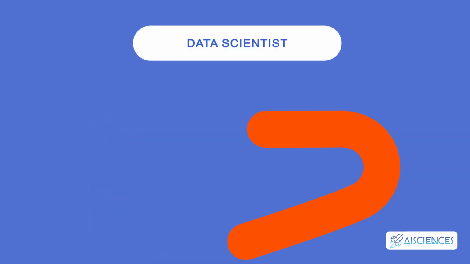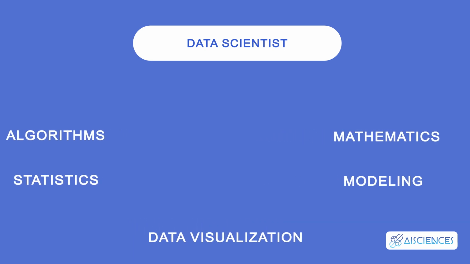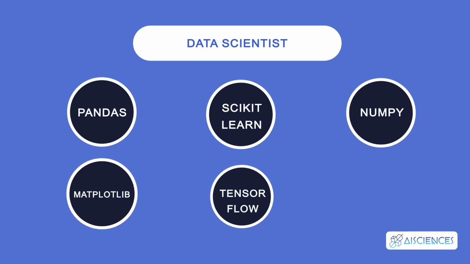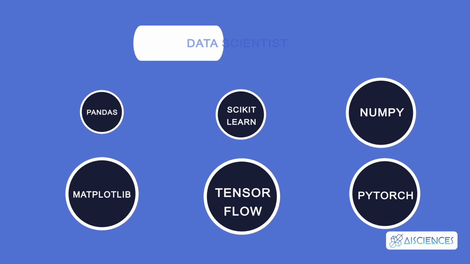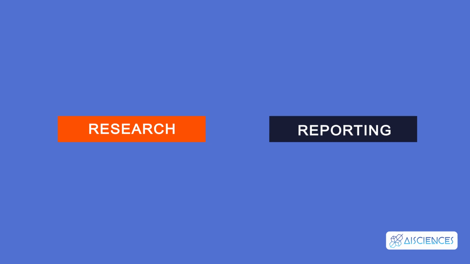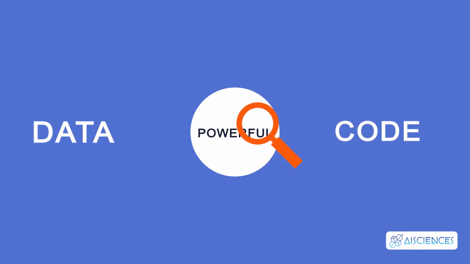Data scientists generally use ready-made packages and libraries wherever it's possible for algorithms, statistics, mathematics, modeling, and data visualization. Some of the most popular Python-based ones include Pandas, scikit-learn, NumPy, matplotlib, TensorFlow, and PyTorch. A data scientist usually uses frameworks and notebooks, such as JupyterLab and Jupyter, for reproducible research and reporting. These are really powerful, as the data and code can be delivered along with important results so that anyone on the team can perform the same analysis and also build on it if required.